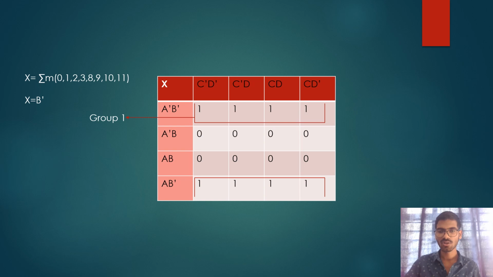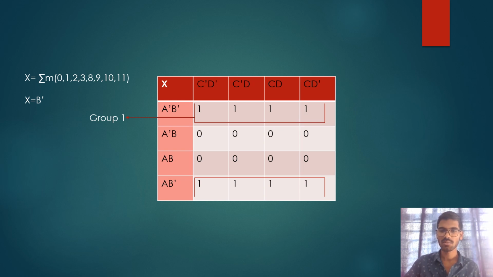By overlapping, we get group 1, that is 1 1 1 1 and 1 1 1 1. If we overlap, we get an oct. So we mark the oct like this. Let us simplify this oct. Here C bar D bar, C bar D, CD and CD bar again cancel each other. Since all have high outputs, when we simplify they all vanish. So we don't get any of these terms in the answer.